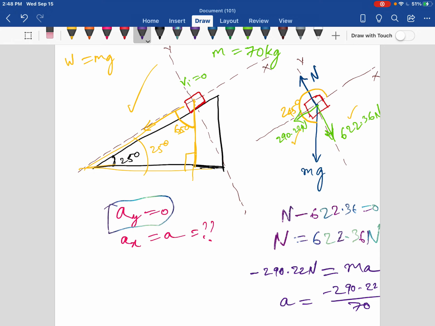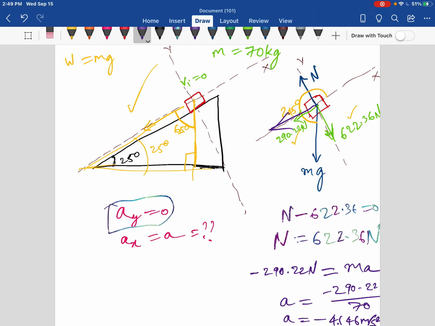If you actually work this out and see what you get, 290.22 divided by 70, I have an acceleration value of negative 4.146. Don't forget meters per second squared. Because you have a negative value for acceleration, your object is actually going to the left. So this is what happens.